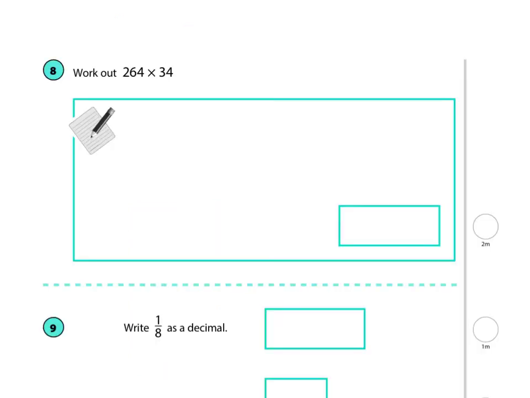Question 8. Work out 264 times 34. I'm going to solve this using a two-way table and do the multiplication that way.